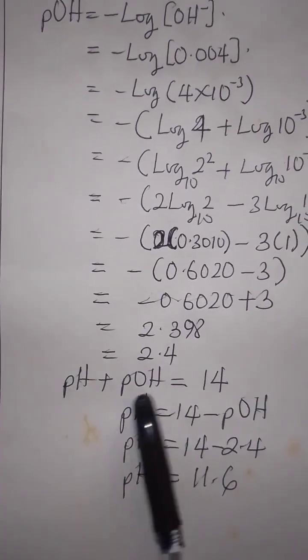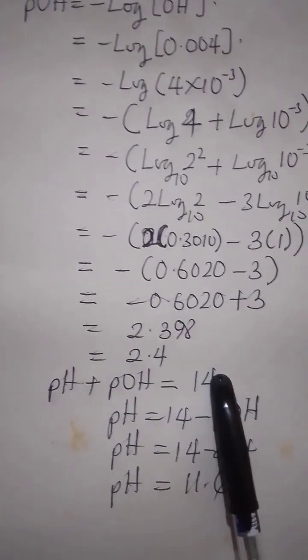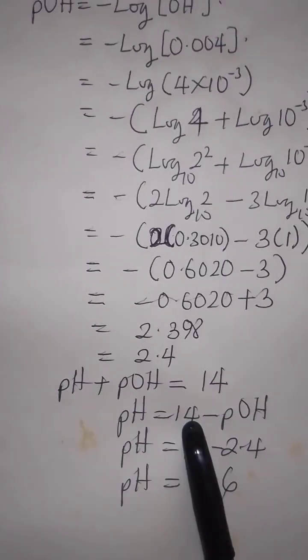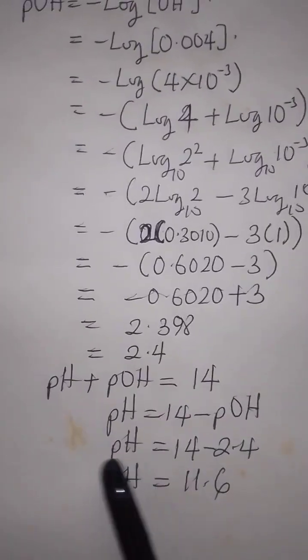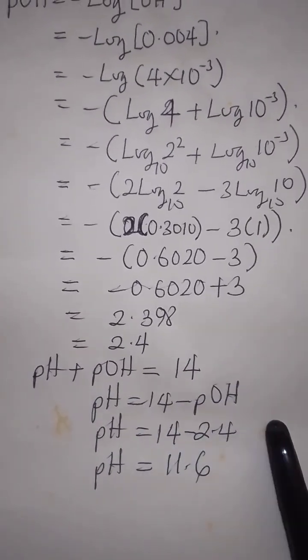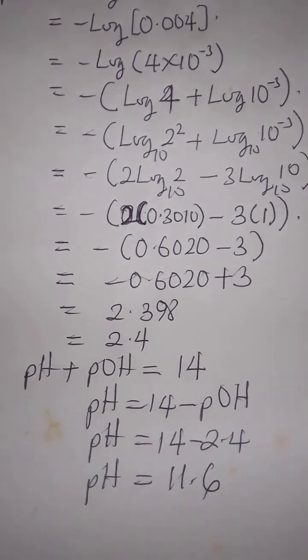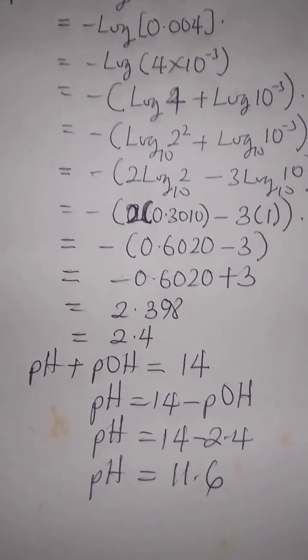So pH plus pOH is 14. So pH is 14 minus pOH. So pH is 14 minus 2.4. That will give you 11.6.